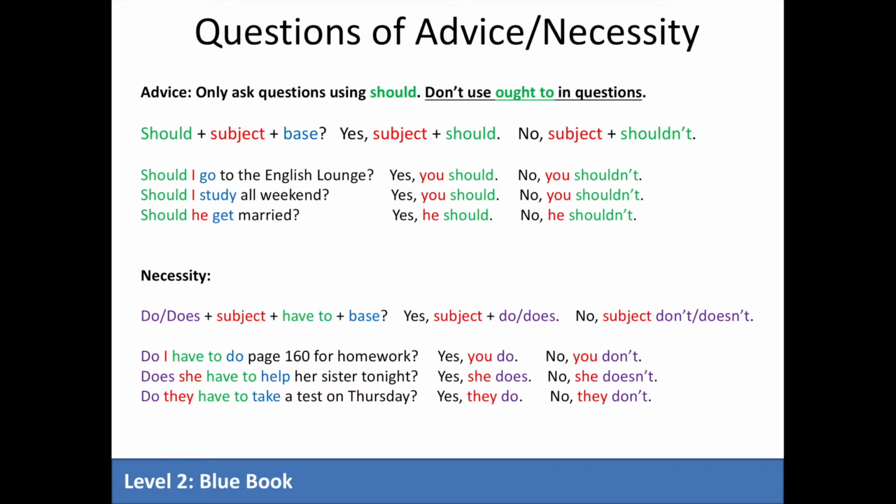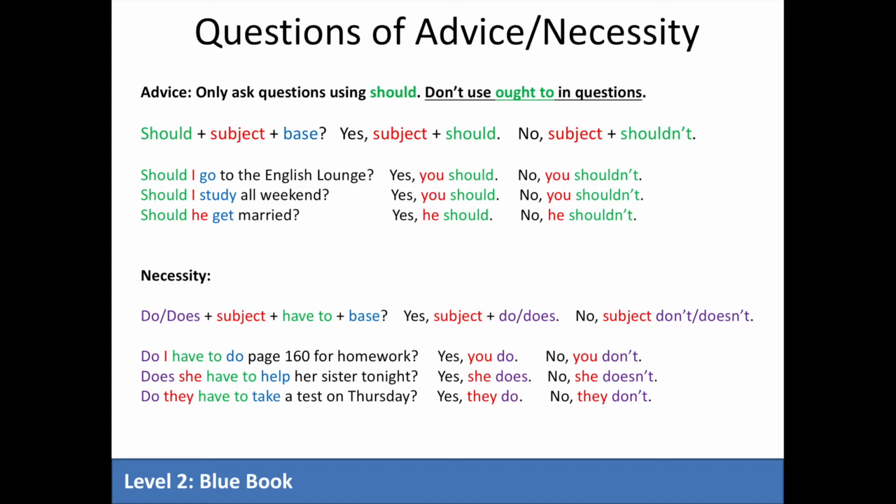Some examples: should I go to the English lounge? Yes, you should. Or no, you shouldn't. Another example: should I study all weekend? Yes, you should. Or no, you shouldn't. Should he get married? Yes, he should. Or no, he shouldn't.